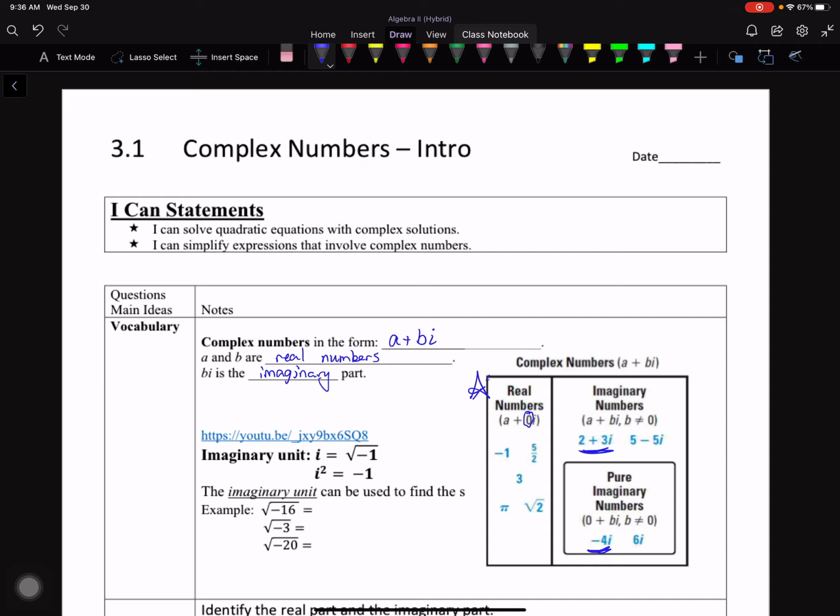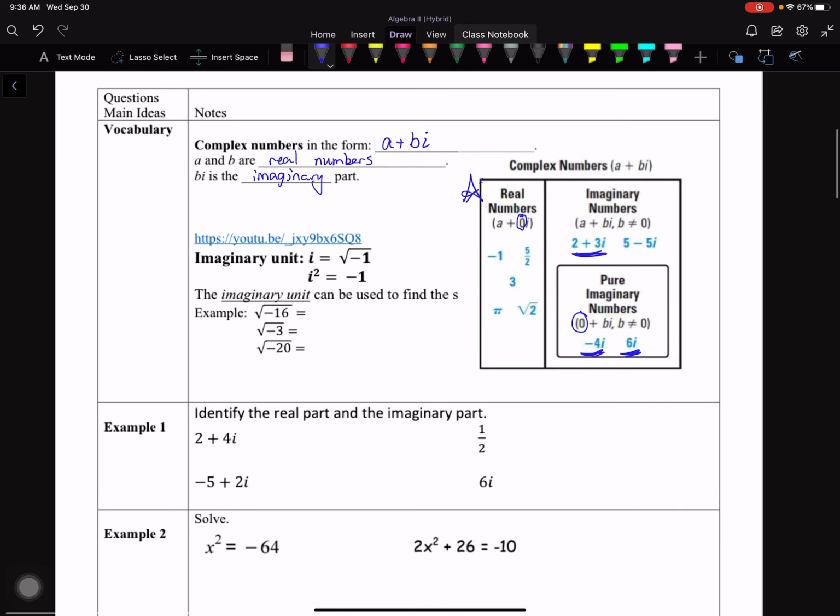And then these would be just pure imaginary numbers. There's no real part out front here. So -4i, 6i, and so on. So the imaginary unit is what we use to find square roots of an imaginary number.